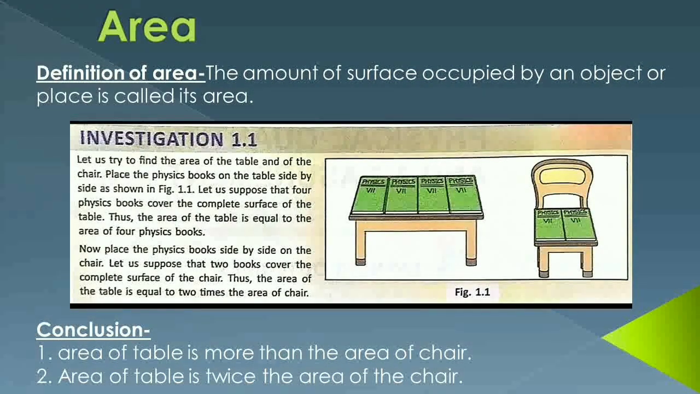So for measuring area, we must have some standard units. The physics books which we use to measure the area of the table or chair are not standard units. If we use these, we will sound foolish. Suppose we say that the area of your table is equal to the area of 4 physics books, different physics books will have different areas. So we should have some fixed units to find that area. Okay, so now we will talk about the units of area.